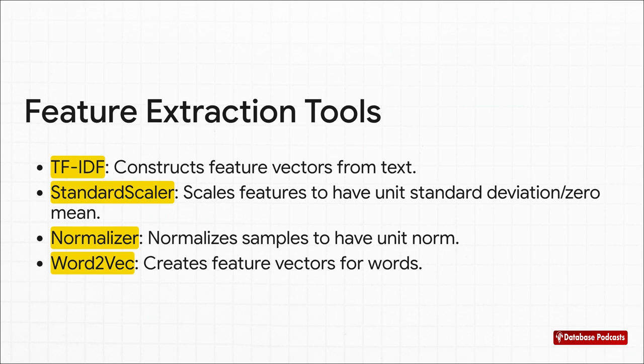And the good news is, MLlib gives you a fantastic toolkit for this. If you're working with text, you've got things like TF-IDF, which is a clever way to turn words into numbers based on how important they are. For your numerical data, tools like StandardScaler and Normalizer are absolutely essential for getting all your features onto the same scale so they can be compared fairly. And then there's really cool stuff like Word2Vec, which can actually create vectors for words that capture their semantic meaning.